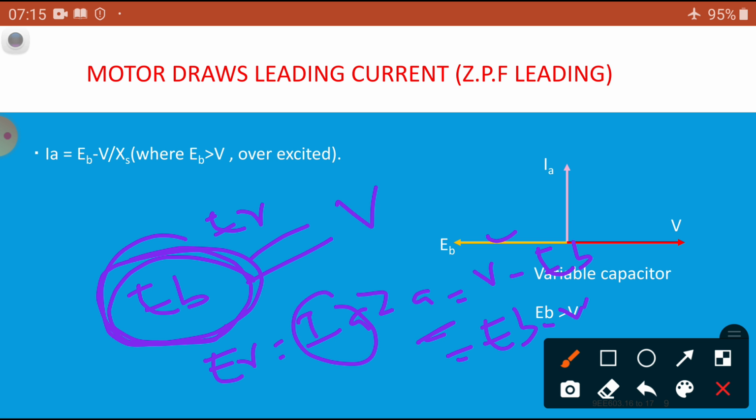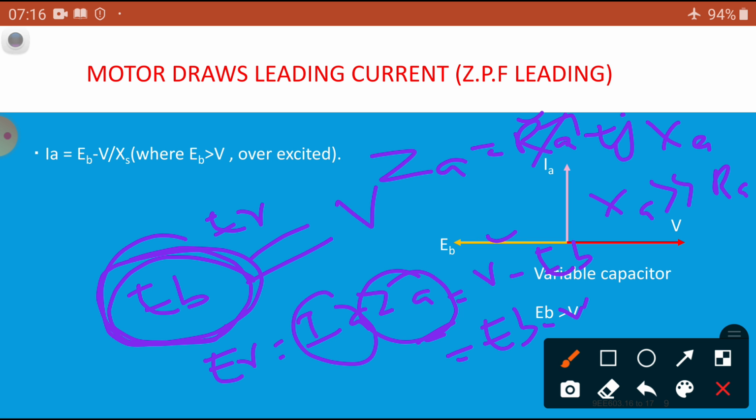Similarly, ZA is the synchronous impedance, which is equal to RA plus jXA. RA is the resistance of the winding and XA is the reactance of the winding. In this case XA is much greater than RA, so we neglect RA. Instead of the total synchronous impedance, we have only the synchronous reactance. That is why we write XS here. All this we studied in previous classes.